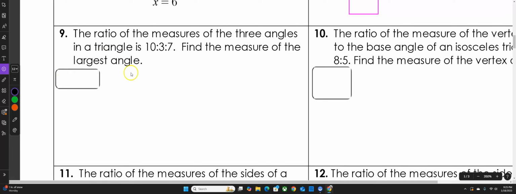All right. So the next one says the ratio of the measures of three angles in a triangle is 10 to 3 to 7. They want us to find the measure of the largest angle.